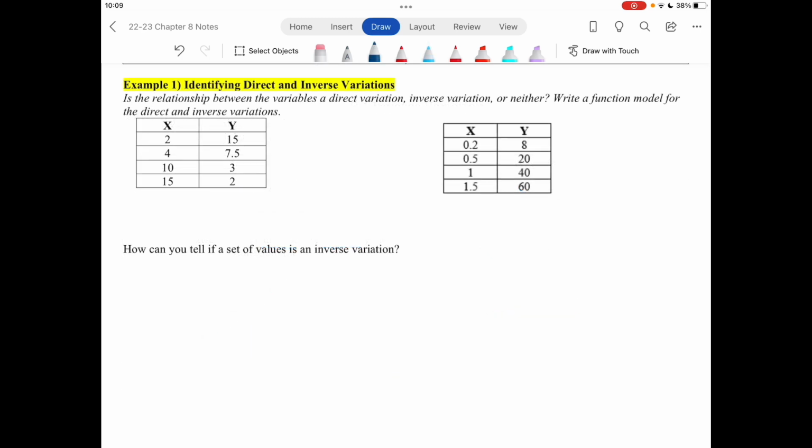There are a couple different ways we can tell if we have an inverse versus a direct variation. The first way is with a table. We can look and see, are our x and y values going the same direction or opposite directions? If it's a direct variation, then that means the values are going the same direction. If it's an inverse, then they're going to be going opposite directions.